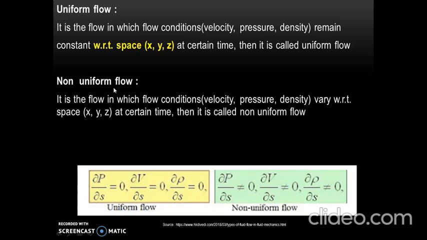In case of non-uniform flow, the flow conditions vary with respect to space. Hence, we write the equation change in velocity, that is dou V, divided by change in space, that is dou S, is not equal to 0. Similarly, dou P by dou S is not equal to 0, and dou rho divided by dou S is not equal to 0.